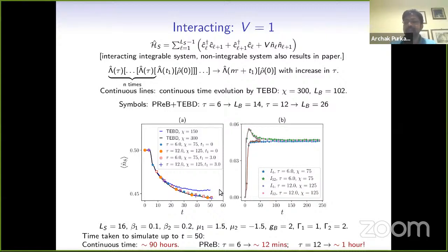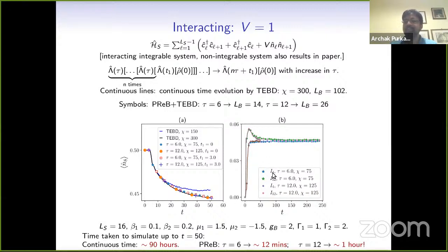And if you do with tau equals 12, it requires around 1 hour. Not only that, if you wanted to continue this continuous line up to a longer time, you would require a much larger bond dimension, and that would basically become intractable. However, since this refreshing has converged already with a small bond dimension, you can continue this as long as you want. So this is what I have done.